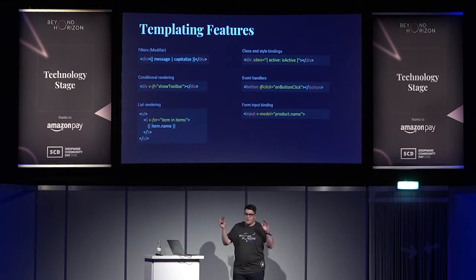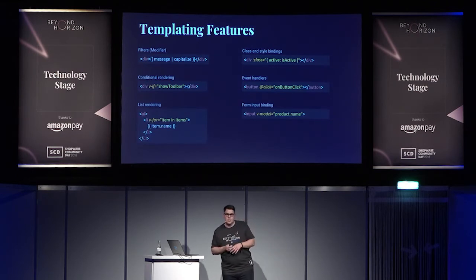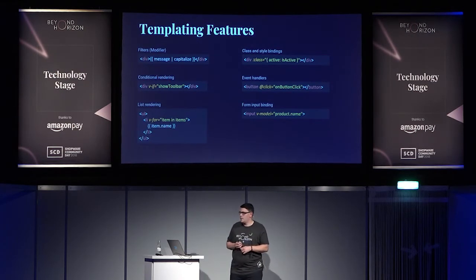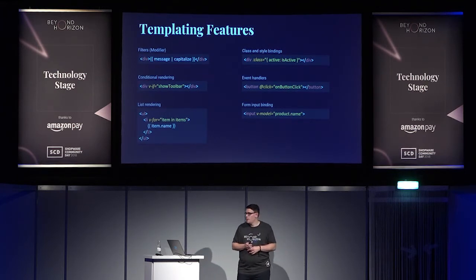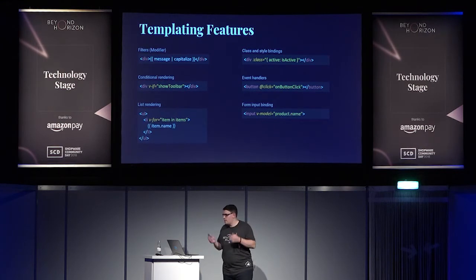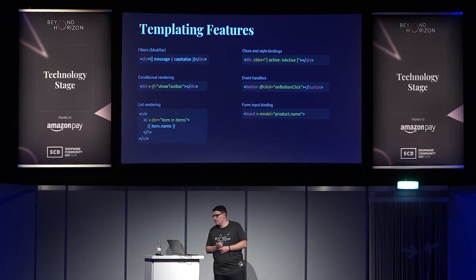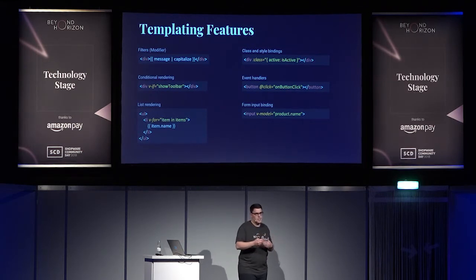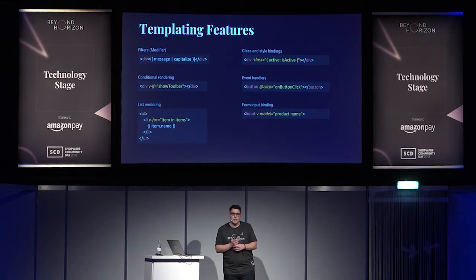And there are a lot of templating features. I don't want to go into detail on every functionality. You can always rely on the official Vue.js documentation. For example, you have list rendering, event handlers, class and style bindings, and also form input bindings for that reactive data binding, which you can use. Just refer to the official Vue.js documentation.